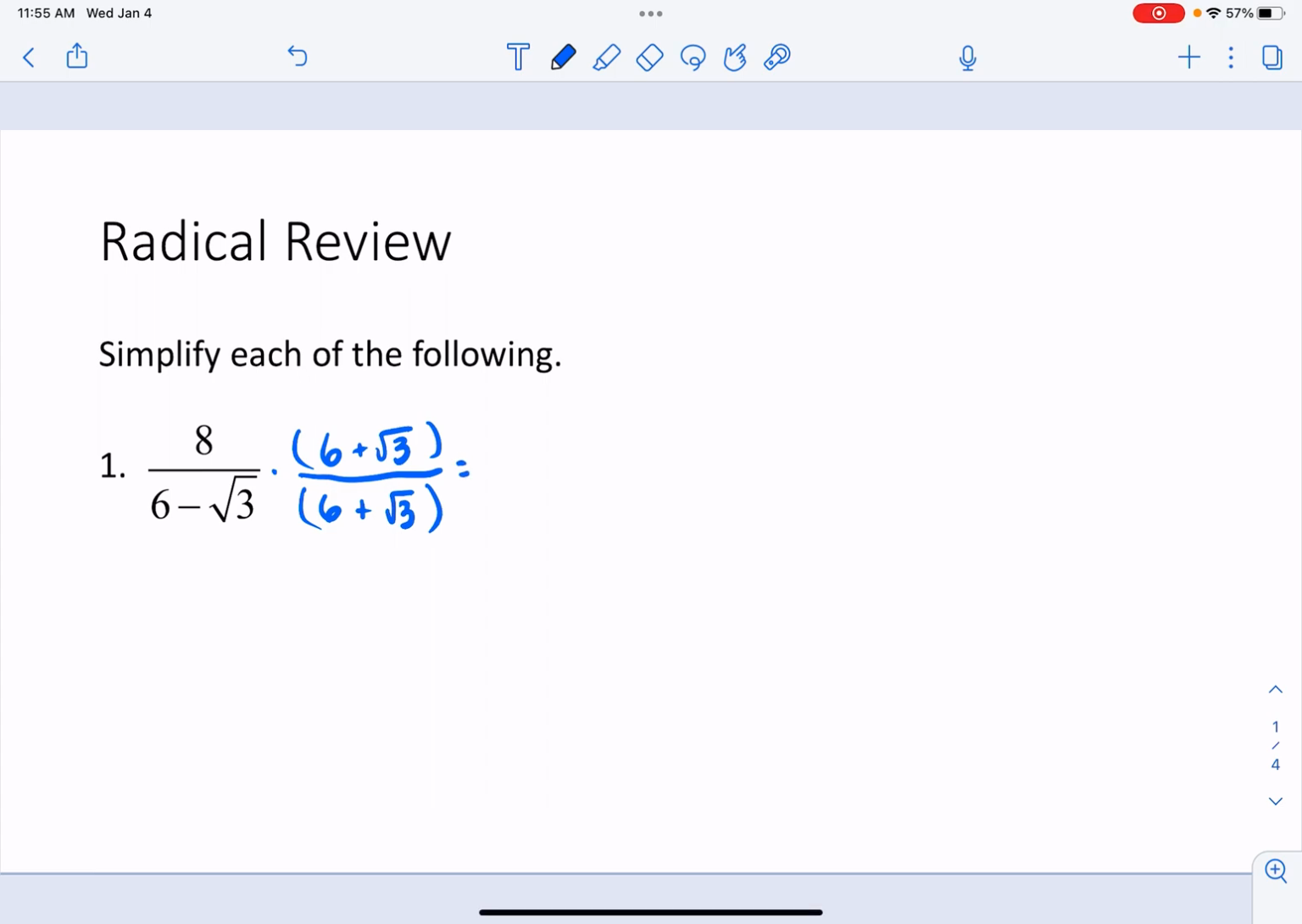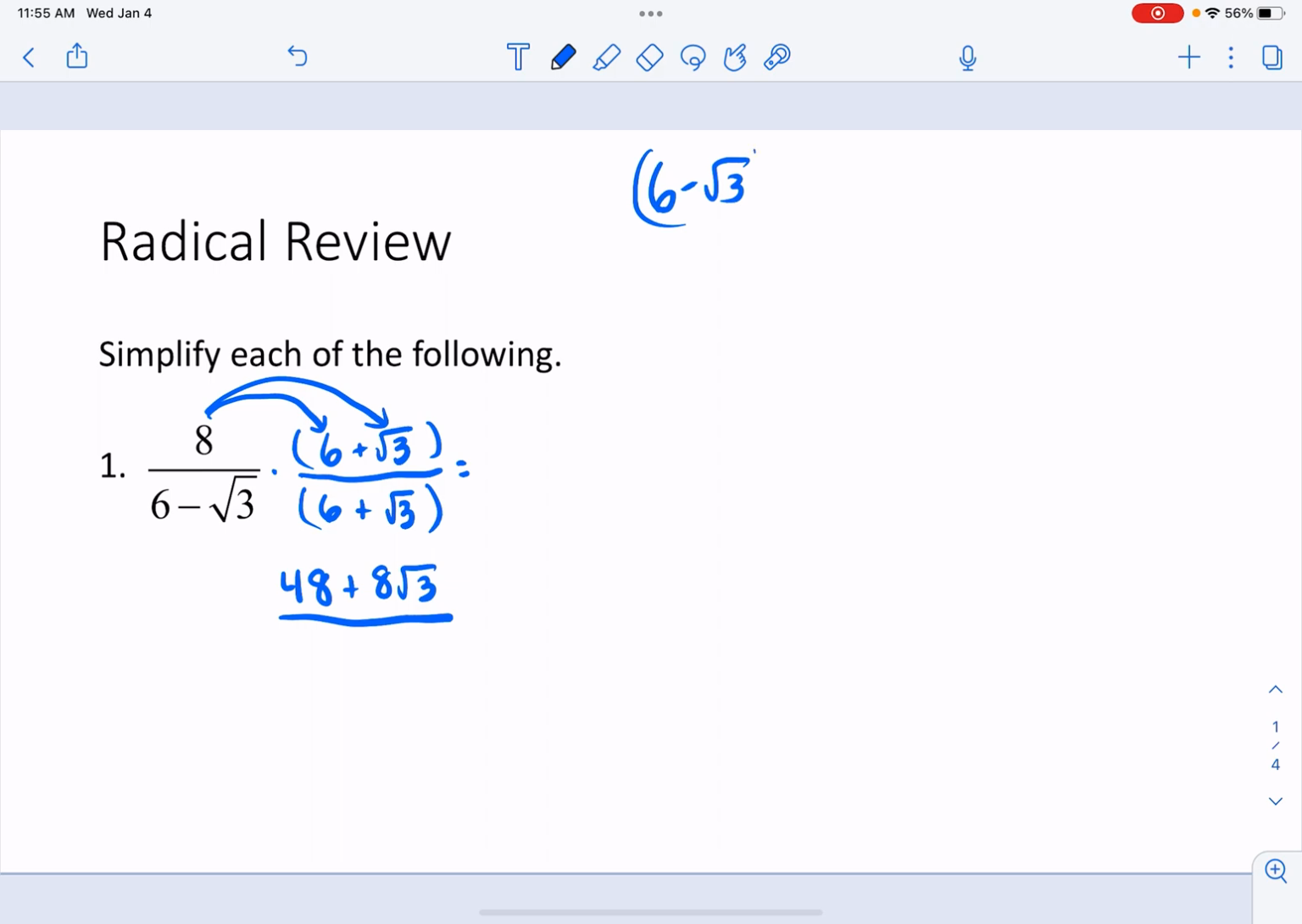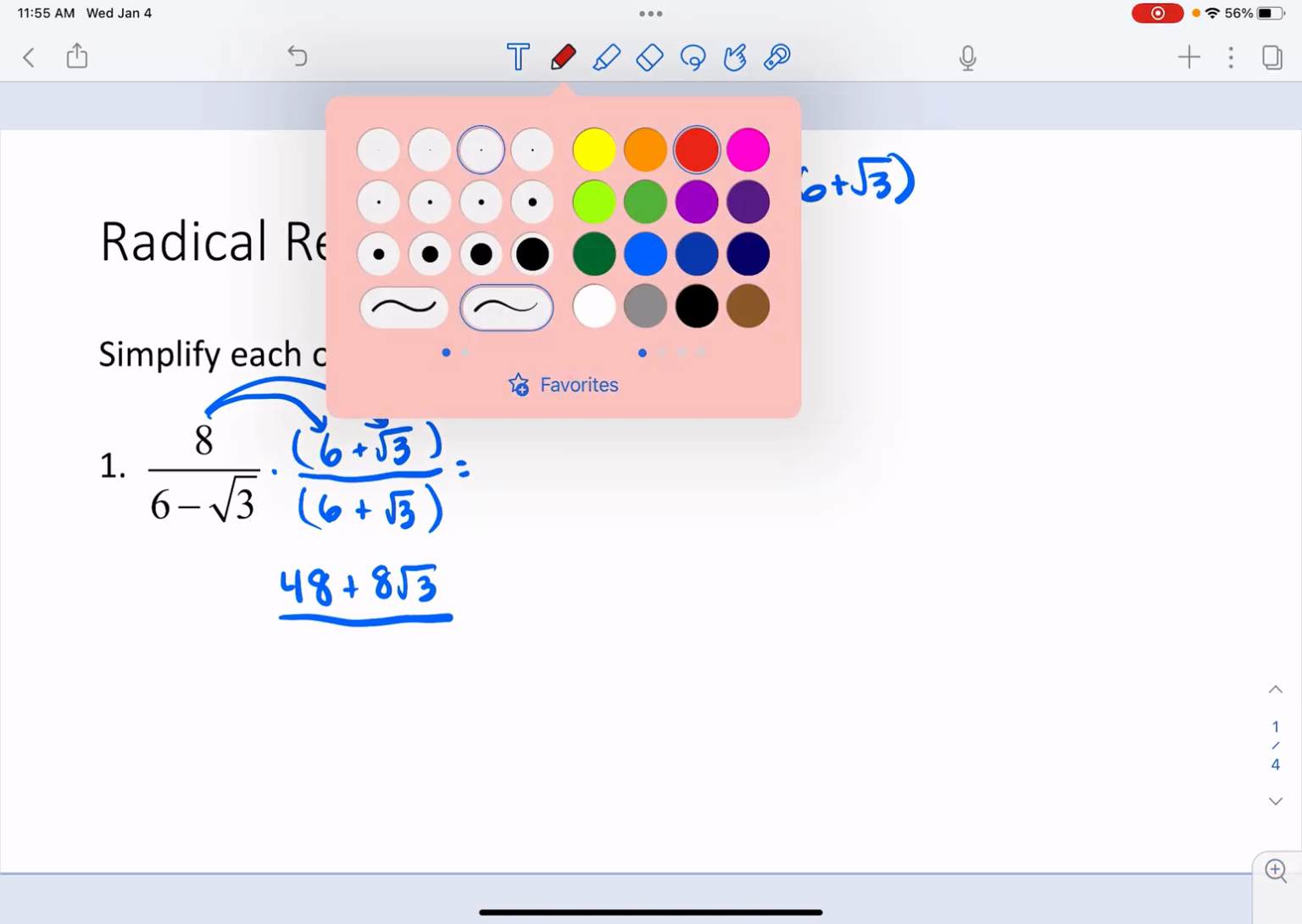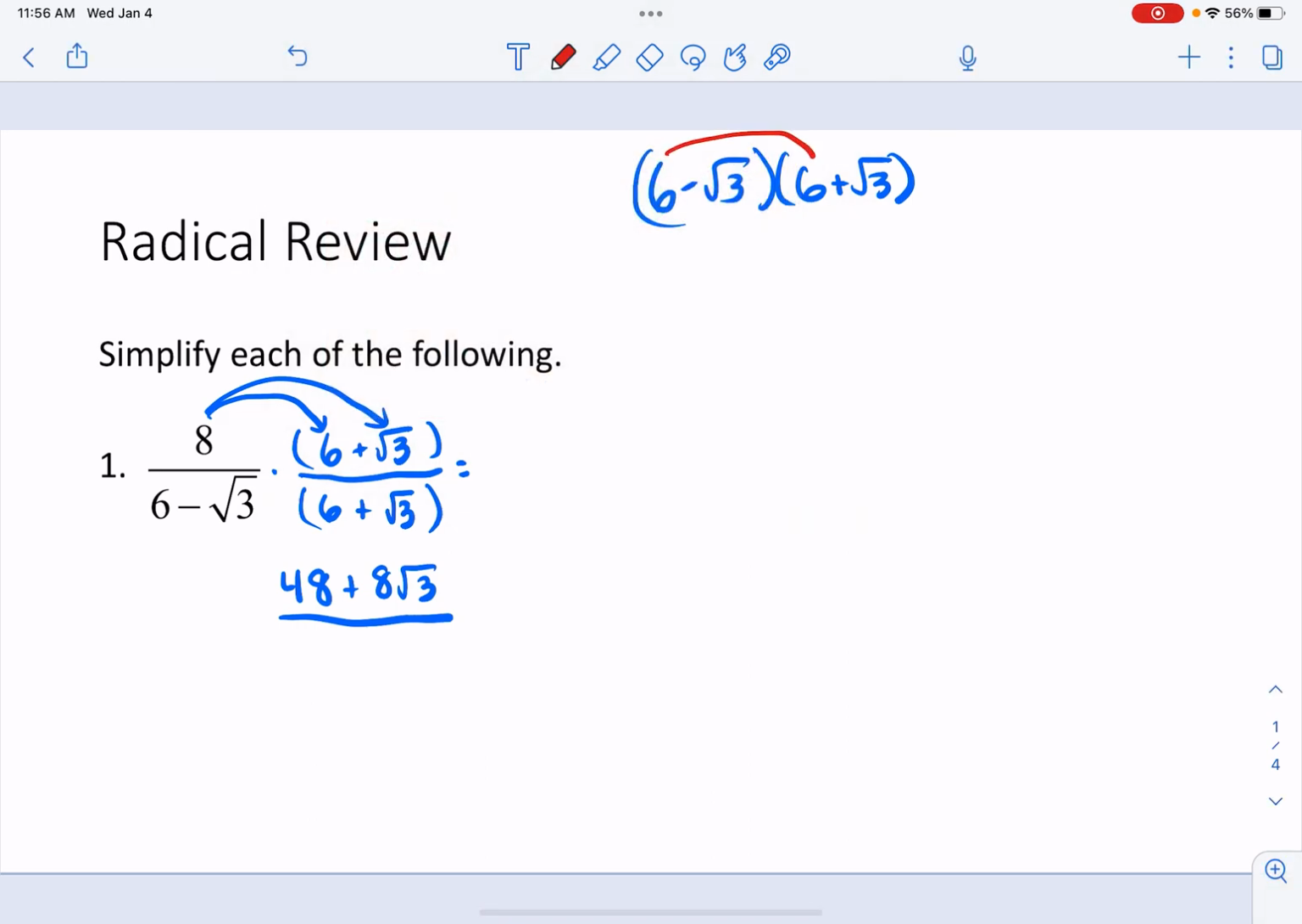So when I do this, 8 times 6 is 48. 8 times root 3 is 8 root 3. Now what we have to do is a FOIL. And I'm going to do that over here to the side because I have some room. So we do first terms together.